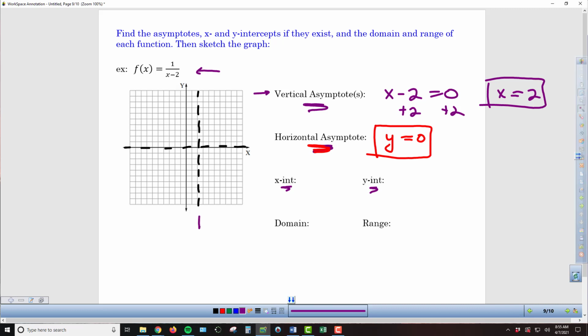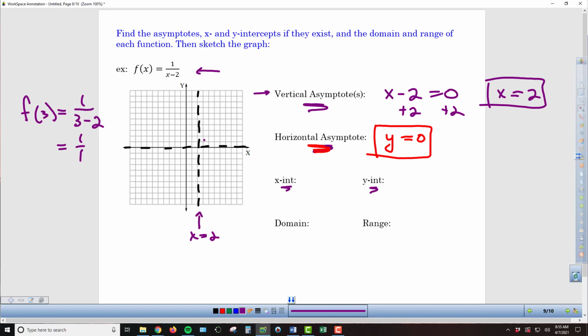And so since the vertical asymptote is here at x equals 2, why don't we plug in 3 for x and see what we get. So if we plug in 3 for x, f of 3, meaning I'm plugging in 3 for x, I get 3 minus 2 in the bottom, so I get 1 over 1, so I get an output of 1. So that means when I plug in 3 for x, I get an output of 1, so roughly right there.